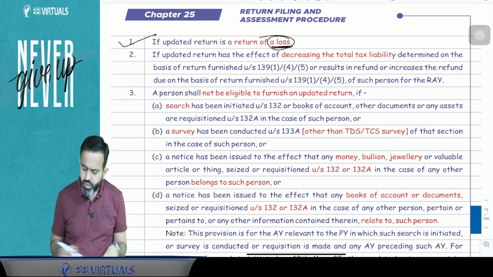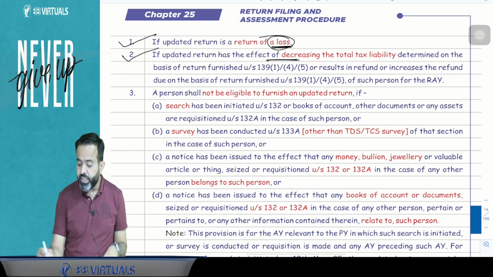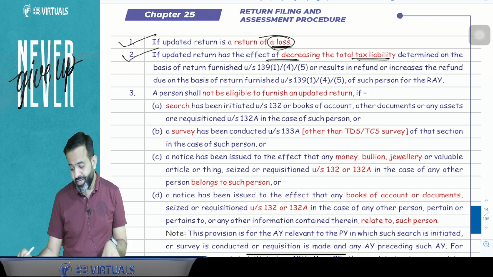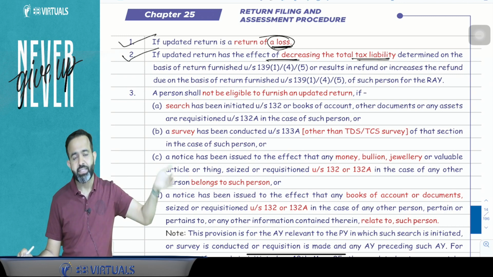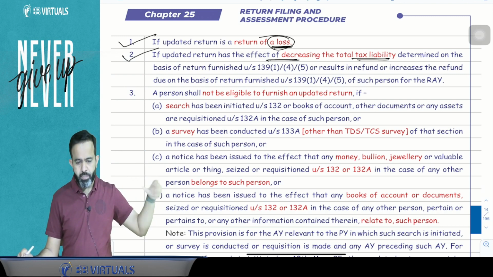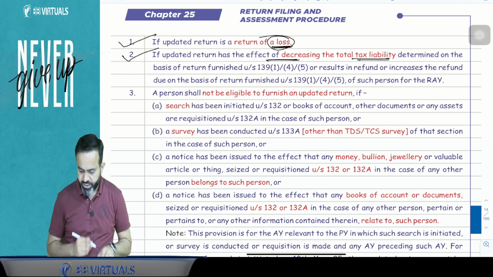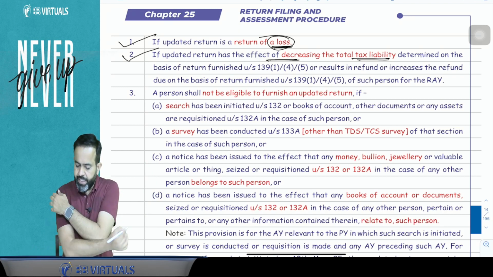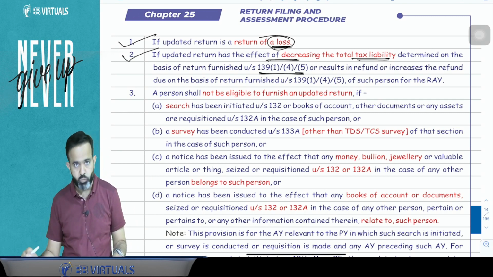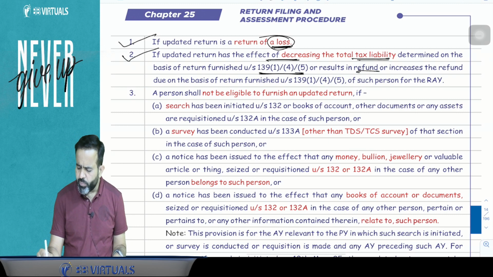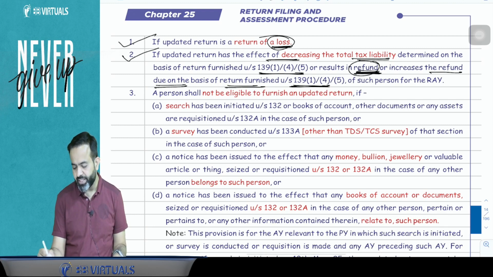Second, if the updated return has the effect of decreasing the total tax liability. Earlier you declared income of 20 lakh. Now under updated return, can you declare income of 15 lakh? Answer is no, because here you have to increase the tax liability only. So if the updated return has an effect of decreasing the total tax liability determined on the basis of the return filed under section 139 or 145, or results in a refund, means you cannot ask for a refund or increase the refund on the basis of the return furnished under section 139 or 145 of such person for the relevant assessment year.